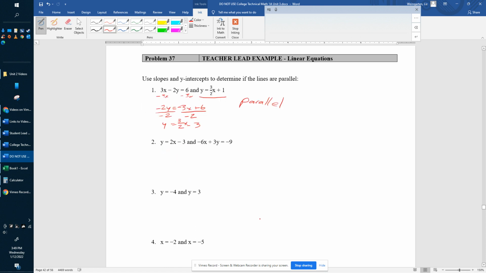Let's look at the next one. This one's solved for y already. Let's solve this one for y. We'll add 6x to both sides. We get 3y equals 6x minus 9. Divide both sides by 3. Y equals 2x minus 3. Wait a minute. That looks familiar. These two are the same line. I mean, do you want to say that a line is parallel to itself? Isn't that kind of obvious? So let's just say same line.